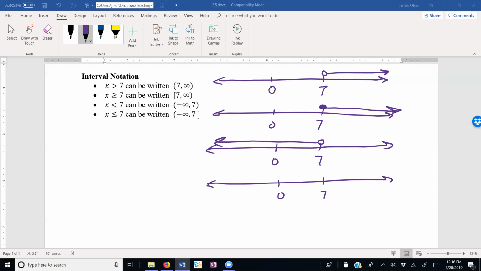And finally, our fourth example is x is less than or equal to 7. 7 is making this true, so we put a closed circle there and an arrow going to the left. Now I'd like to do homework item number 5 from the homework from section 3.5.